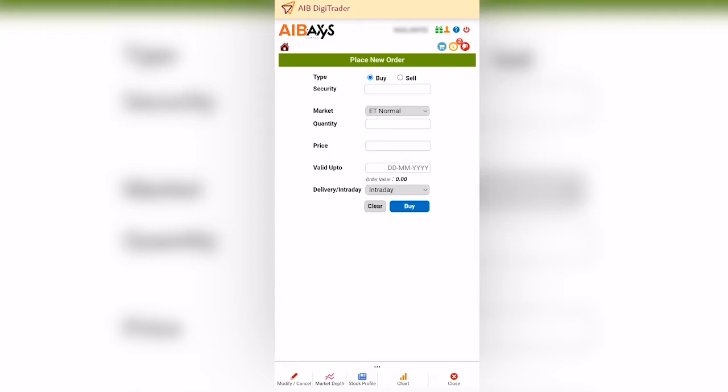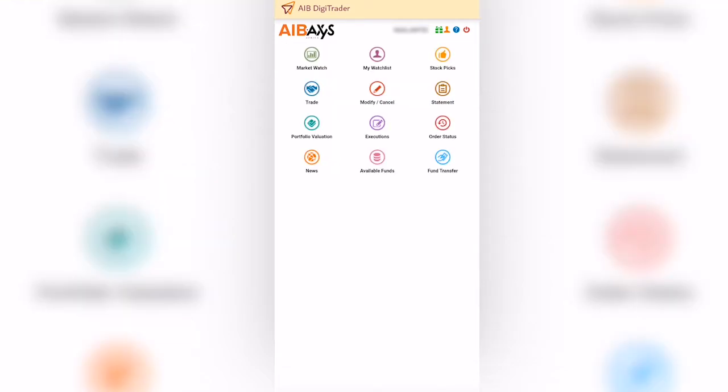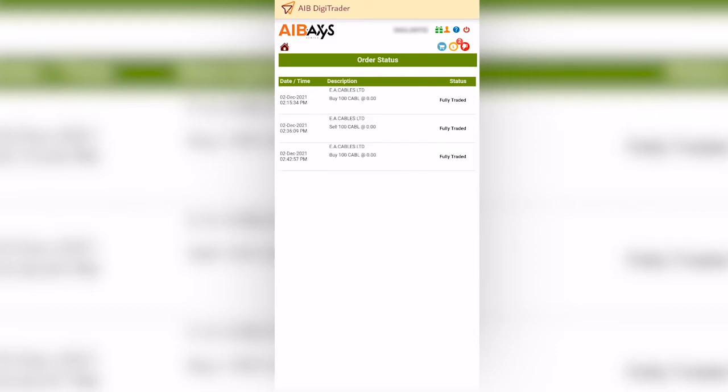Okay, now you can go back to the home page, and under order status, you can check if your order is still pending or if it's been traded. Right now, you can see that your order for 100 East African cable shares at 1 shilling and 30 cents is fully traded. This means that the trade has been executed. This happened really quickly because you checked your market depth and chose a prevailing supply price. If you don't choose a prevailing supply price, it may stay pending for a period of time.